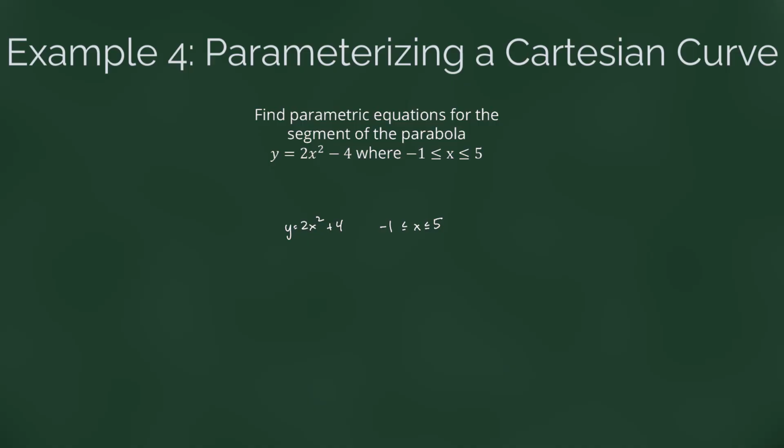One really straightforward way to do this is to just let x be equal to t. If we let x be t, then y becomes 2t squared plus 4. And then because x went from -1 to 5, we could just let t do the exact same.